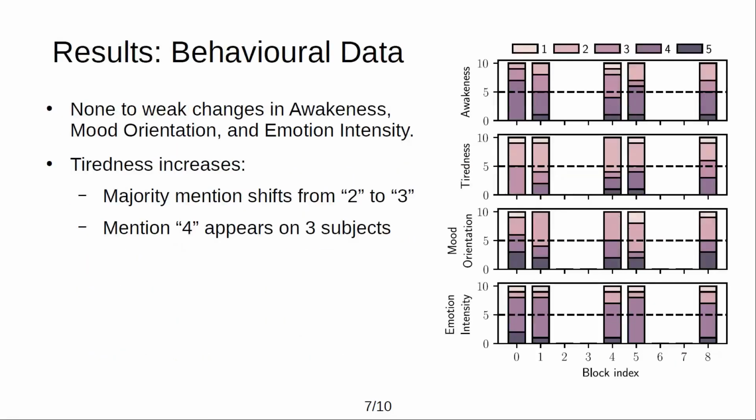Now I'm going to quickly present our results. So first of all, the behavioral data. We have 4 dimensions, each assessed on a 5-point Likert scale. We did not observe any difference in awakeness, mood orientation, or emotion intensity.